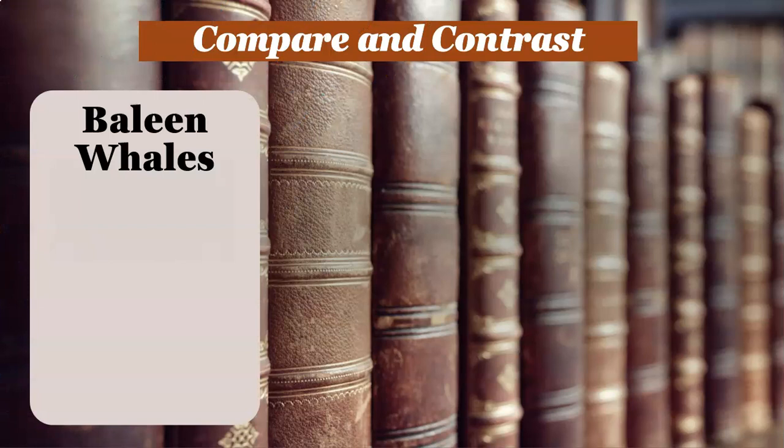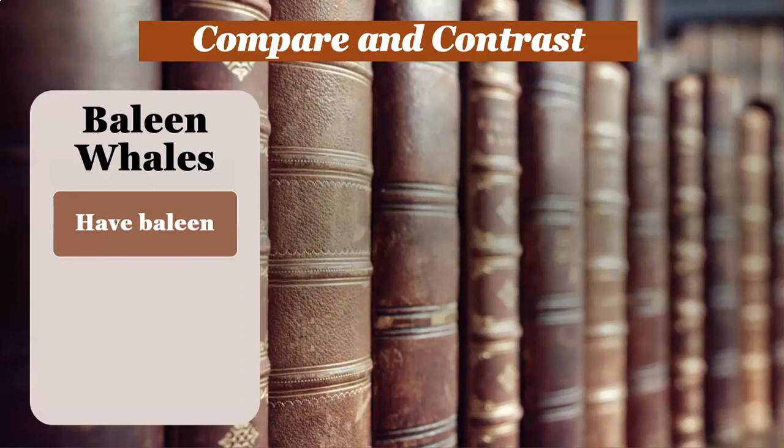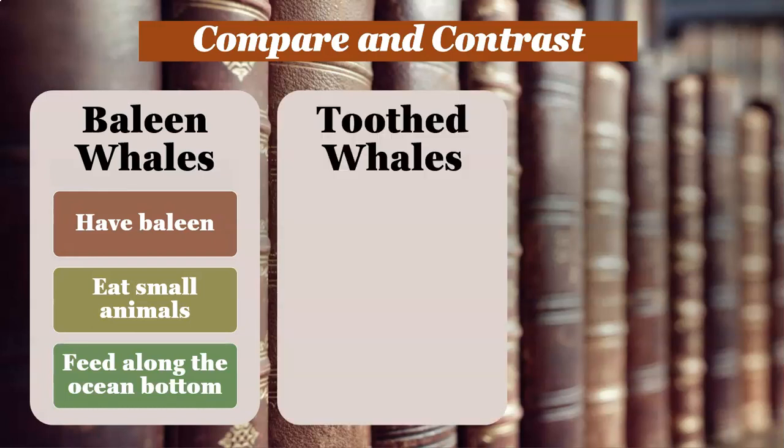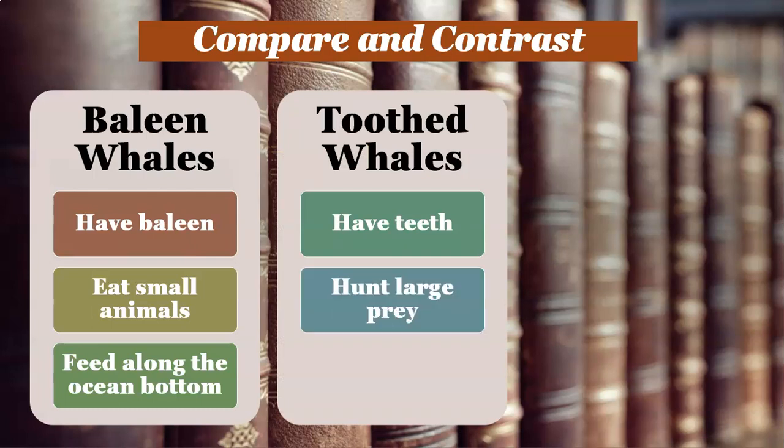So the first whale type we talked about was the baleen whales. They have something called baleen, that material that is not quite like teeth. Remember, it's kind of shaped like a frilly mustache, but it's made out of the same thing as our fingertips. They eat small animals and they feed along the ocean bottom. Right? Then the author tells us about toothed whales, which have teeth, hunt large prey, and can echolocate. They can send out a signal that bounces off objects and gives them a clear vision, quote unquote, of where objects are so they can catch them and eat them.